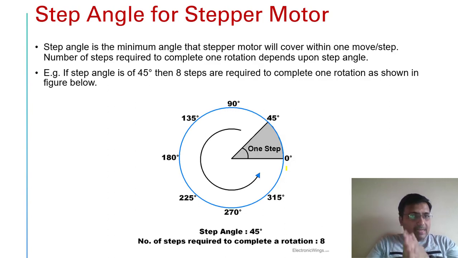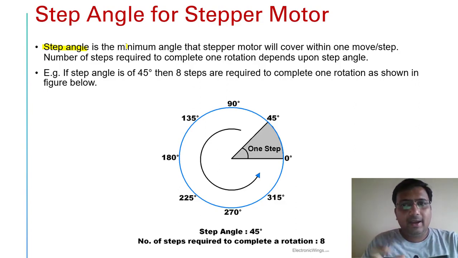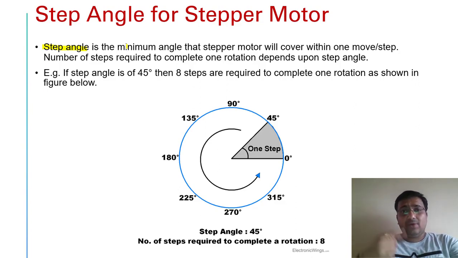Then how are we going to calculate the step angle for a stepper motor? Step angle is the minimum angle that the stepper motor will cover within one step or one move. The number of steps required to complete one rotation depends on the step angle.